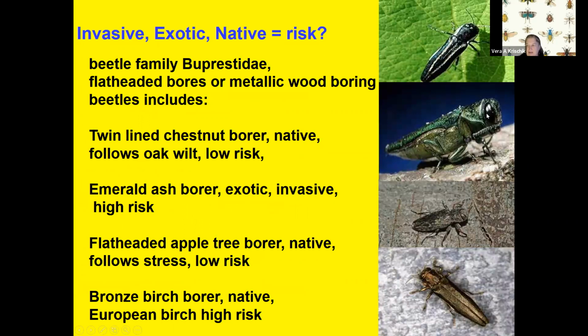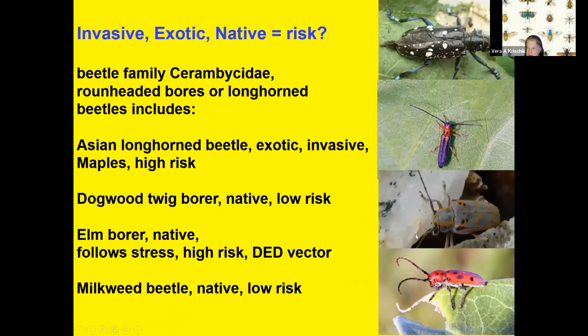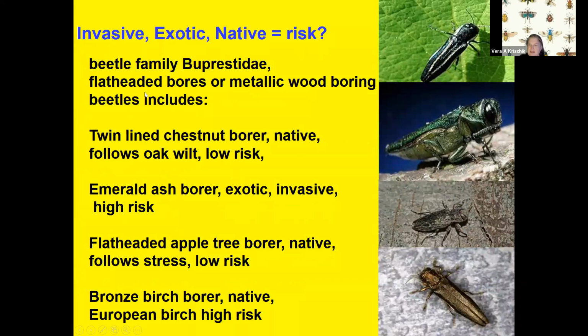These make a D-shaped exit hole. They're called flat-headed borers because their head is flat. We go back, the cerambycid borers are called round-headed borers because their heads are round. They're also called longhorn beetles because they have long antennae. So Cerambycidae: round-headed borers, or longhorn beetles. Buprestidae: flat-headed metallic borers, or metallic wood-boring beetles.